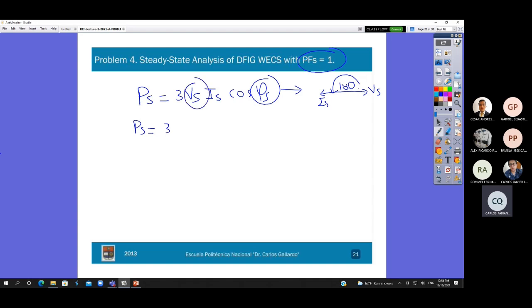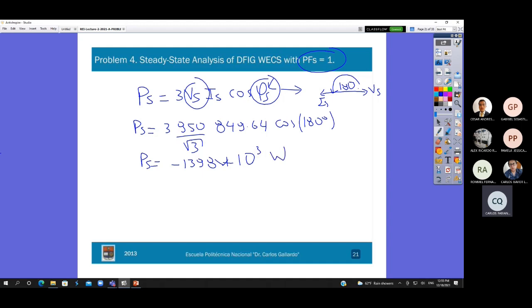This is the line to neutral voltage. I have the line to line voltage, therefore I need to divide it by the square root of 3, times the stator current. We have already computed this value: 849.64 amps. And the power factor is the cosine of this angle, 180 degrees, the angle between the stator voltage and the stator current. So the stator active power is equal to 1398 times 10 to the power of 3 watts.